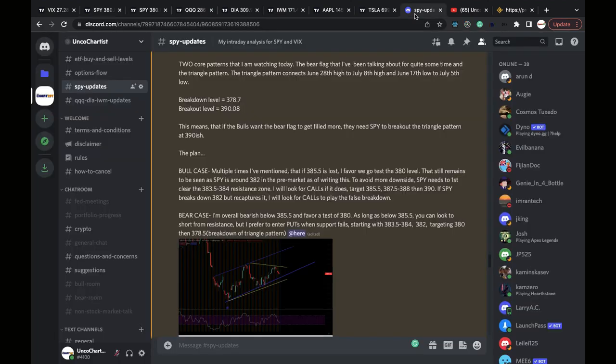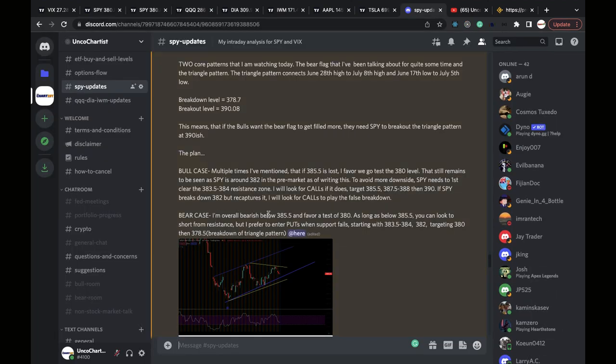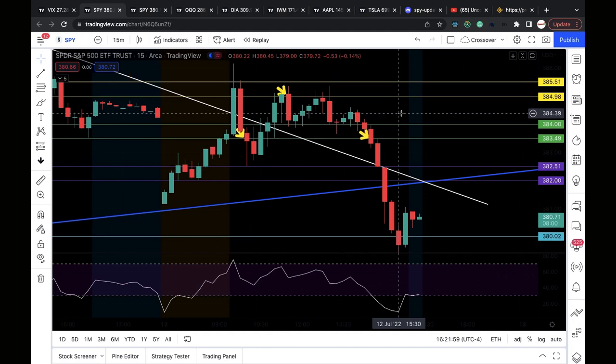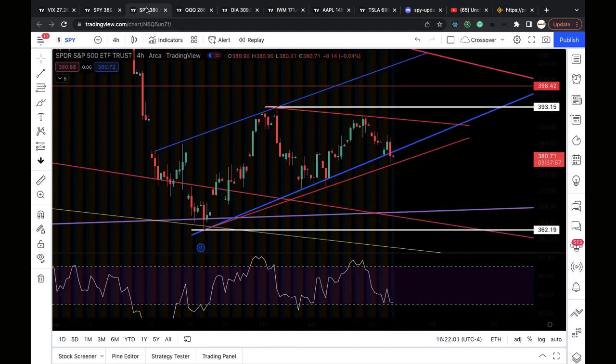I wrote in the first update, I'm overall bearish below 385.5 in favor of a test of 380. I love it when a plan comes together. It actually broke below it, but then at the end of the day, it recaptured it. Overall, if you're a day trader and you played it unbiasedly, especially if you used Uncle Charles' levels, very, very profitable day. So we're going to move on here.